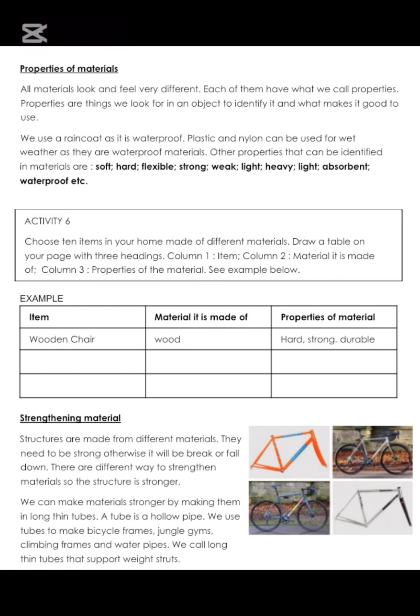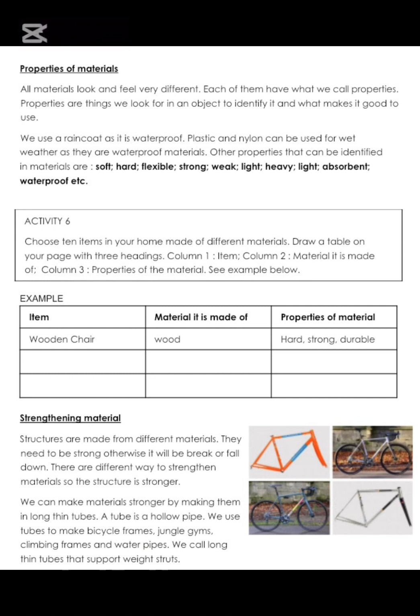Other properties that can be identified in materials are soft, hard, flexible, strong, weak, light, heavy, absorbent, and waterproof. Strengthening material. Structures are made from different materials. They need to be strong, otherwise they will break or fall down. There are different ways to strengthen material so the structure is stronger.